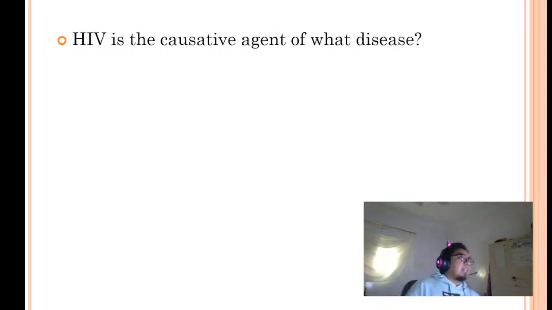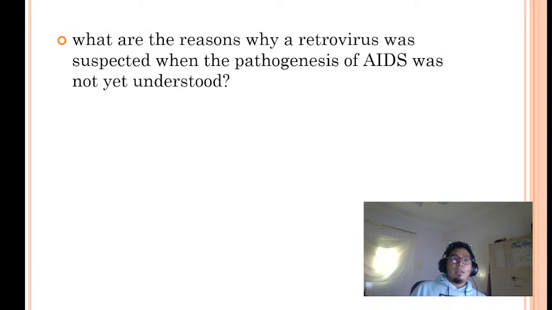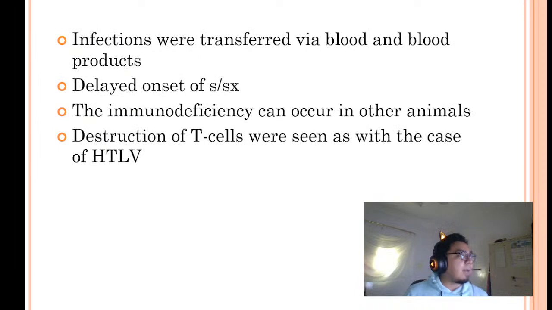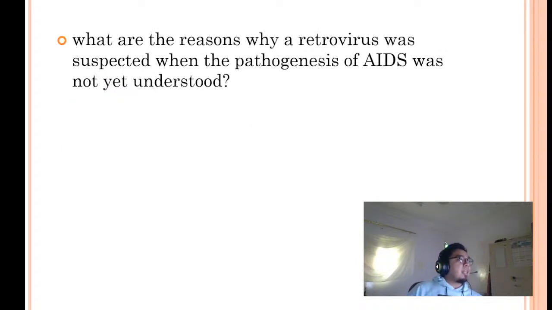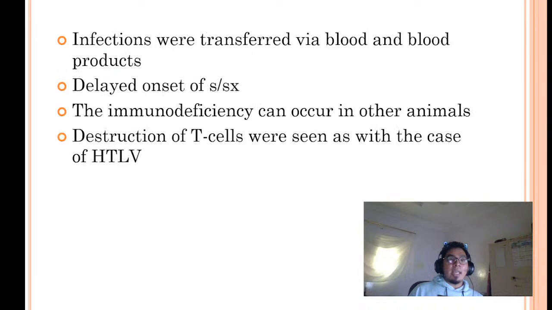classes. Now, let's talk about the causative agent of acquired immunodeficiency syndrome, which is HIV. The reasons why a retrovirus was suspected when the pathogenesis of AIDS was not yet understood were the following. The infection was transferred via blood and blood products, delayed onset of signs and symptoms, immunodeficiency can occur in other animals as well, and destruction of T cells is seen with HTLV. That's the reason why they suspected a retrovirus, because they have similar signs and symptoms to HTLV. The disease was transferred from blood and blood products, and immunodeficiency occurs in humans.